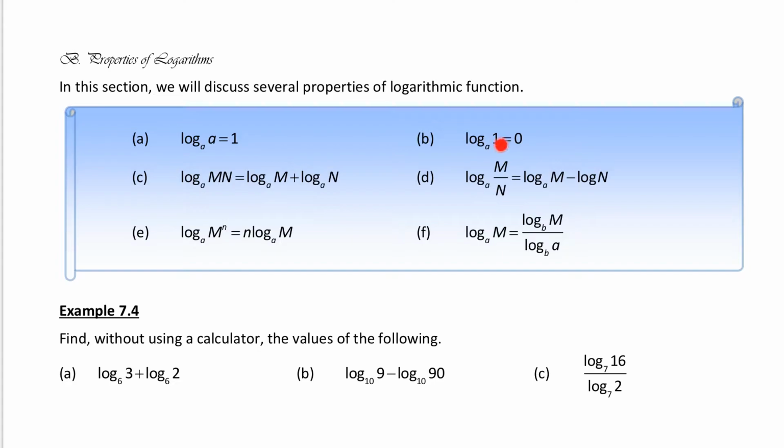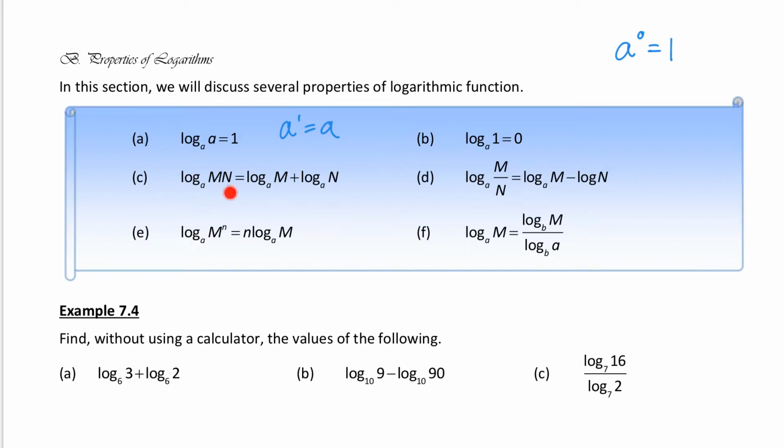Similarly, log 1 with base a: I want to know the number such that a to the power of that number is equal to 1. So log 1 with base a is equal to 0, because I know a to the power 0 is equal to 1, and in the previous case a to the power 1 is equal to a. Okay? How about property C?